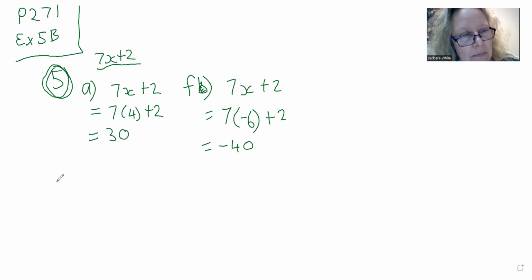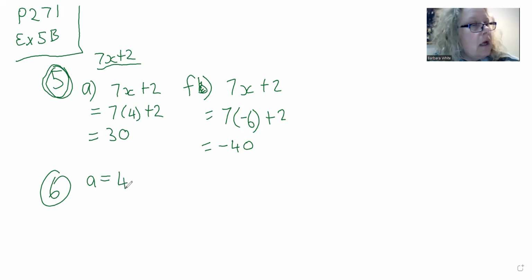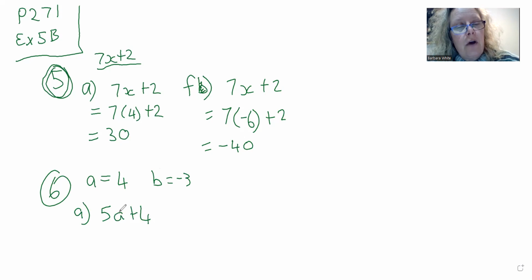Question 6. Let me see what it says. Oh, so this time you're given a value: A equals 4 and B equals minus 3. I can see more negative multiplying stuff coming up here. So part A says 5A plus 4, and you're asked to find the value.